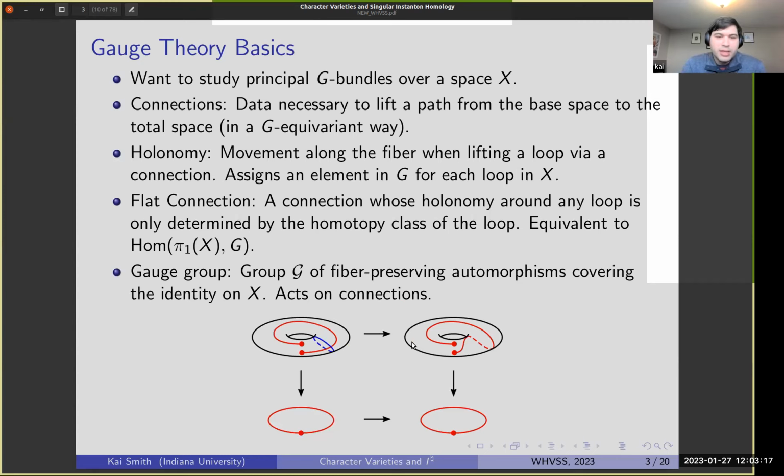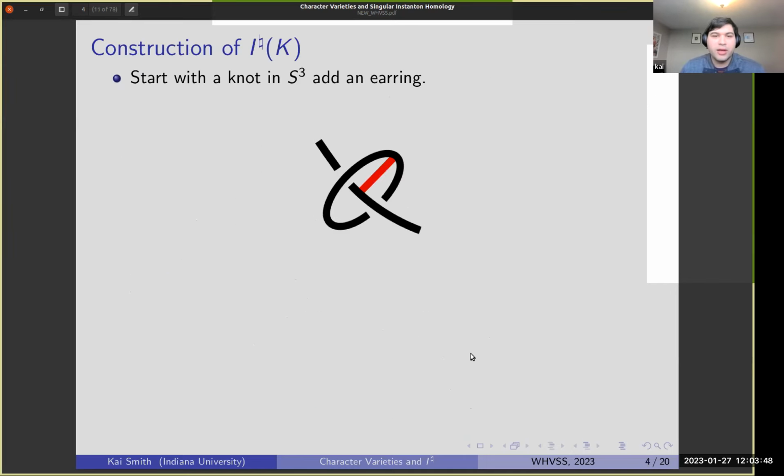And then the last basic idea is the gauge group, which is just the fiber preserving automorphisms covering the identity on X. As an example here, there's this Dehn twist on this torus. It's a fiber preserving automorphism of the torus, but it's still the identity down on the base. And one thing to note is that this acts on connections. So I started with this connection, but now after I do the Dehn twist, this loop gets lifted in a different way.